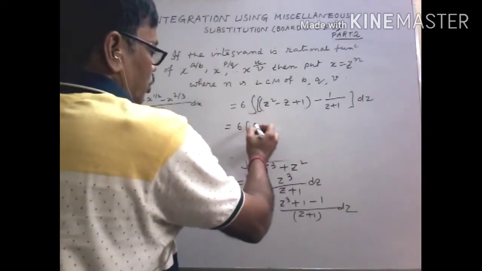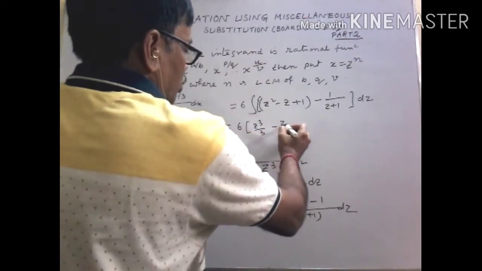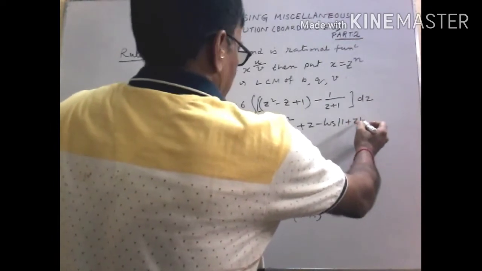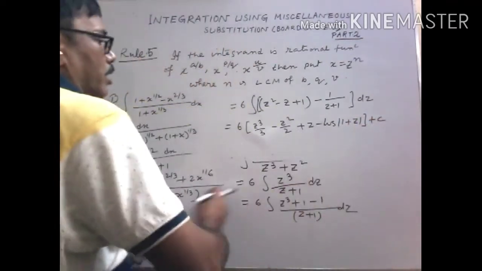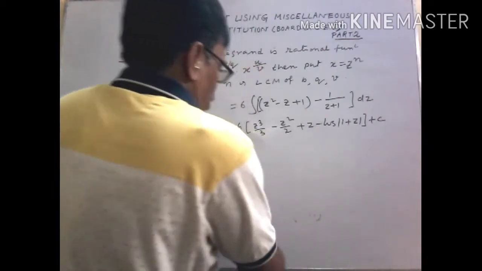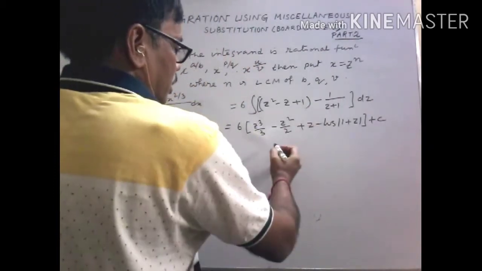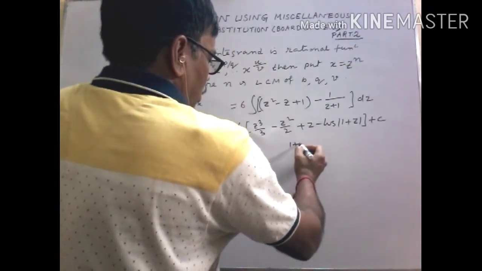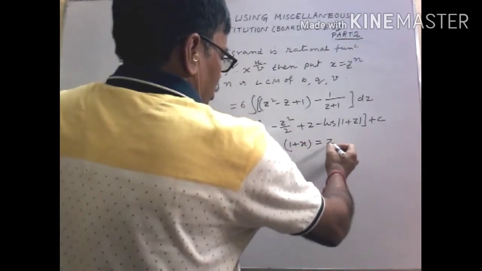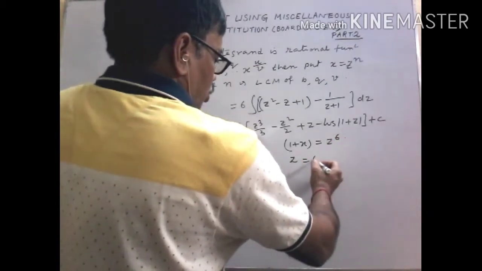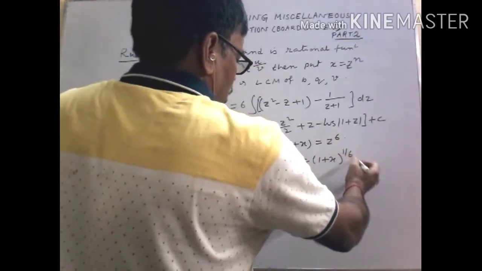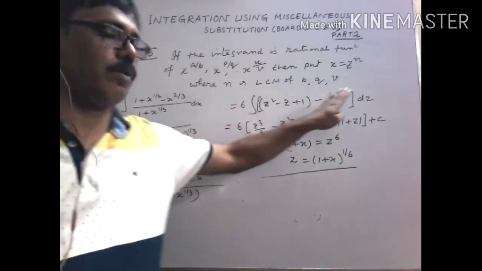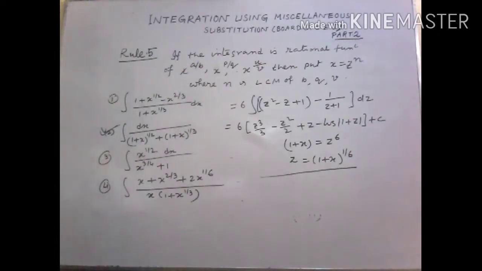So finally, 6 into z cube by 3 minus z square by 2 plus z minus log of 1 plus z, plus c, where z equals to, what is z? Where x equals to, where 1 plus x equals to z to the power 6. That is, z equals to 1 plus x to the power 1 by 6. So this is standard form integrating, we get the result.